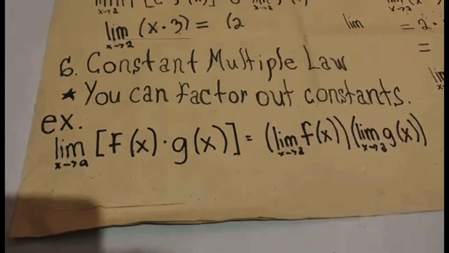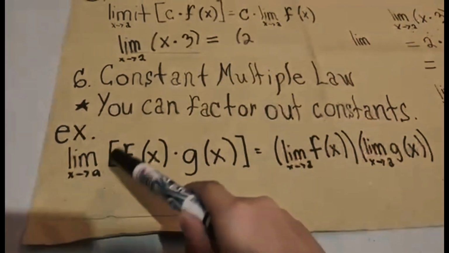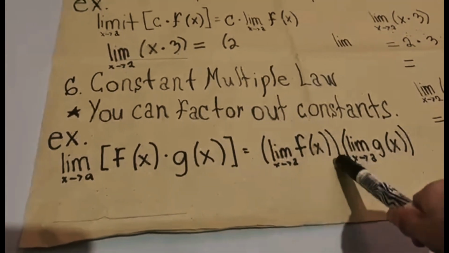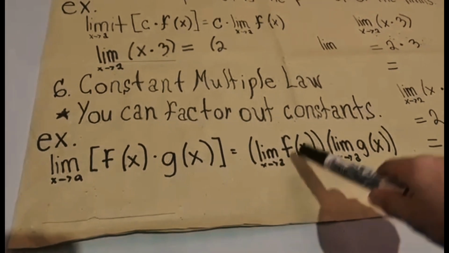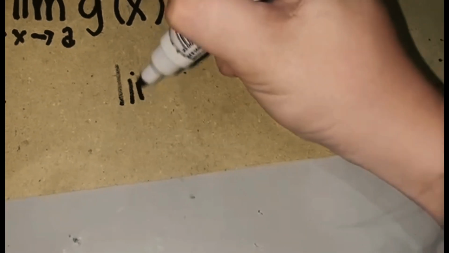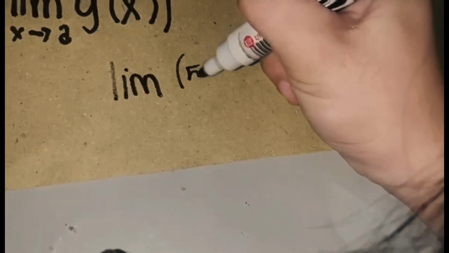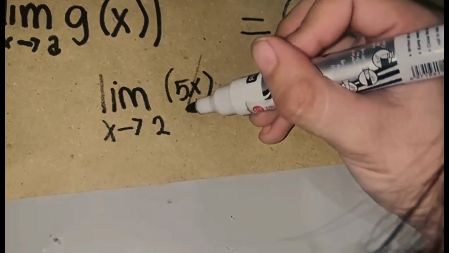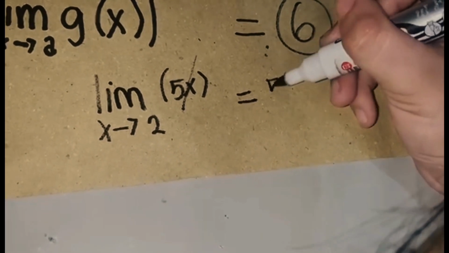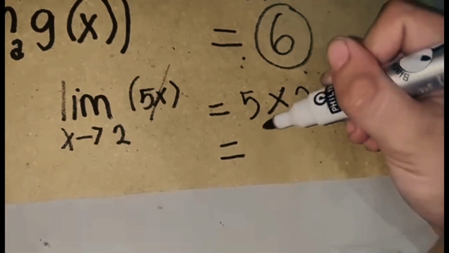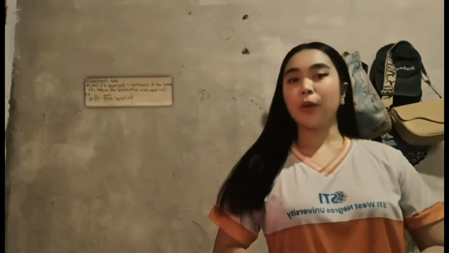For the constant multiple law, we have the example: the limit of f of x times g of x as x approaches a equals the limit of f of x as x approaches a times the limit of g of x as x approaches a. Let's have the limit of 5x as x approaches 2. Now, pull out this constant, so it's just going to be 5 times the limit of x, which is 2, equals 10. Next one, we have the quotient law.